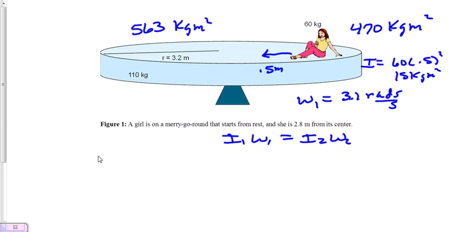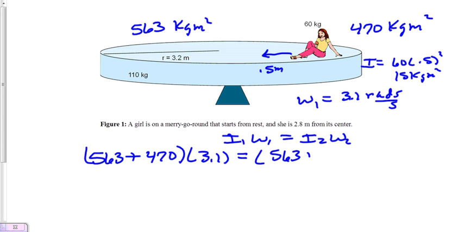So plugging in, our I1 will still be the 563 plus the 470. And we will multiply that by the 3.1. And again, that's the answer from the previous question. We'll set that equal to I2, and that'll be 563 plus 15. Notice how the 470 now is 15. And then we'll multiply that by omega 2. And omega 2 is 5.5 rads per second.